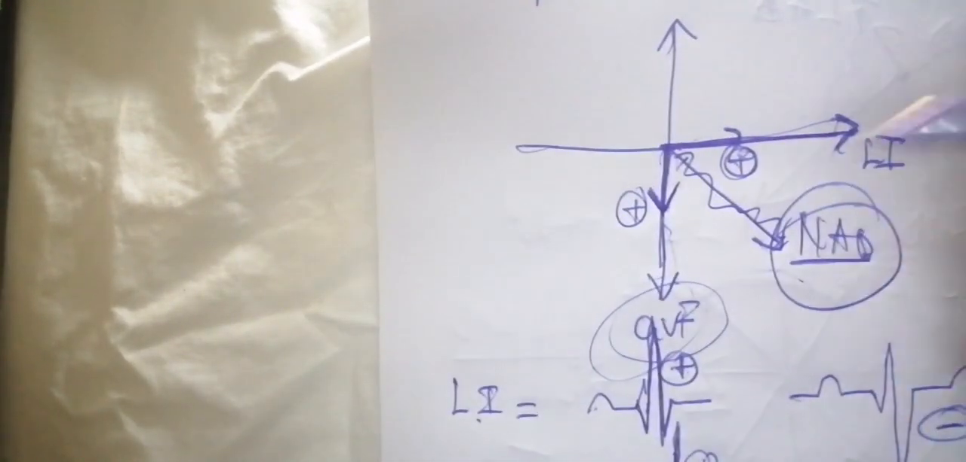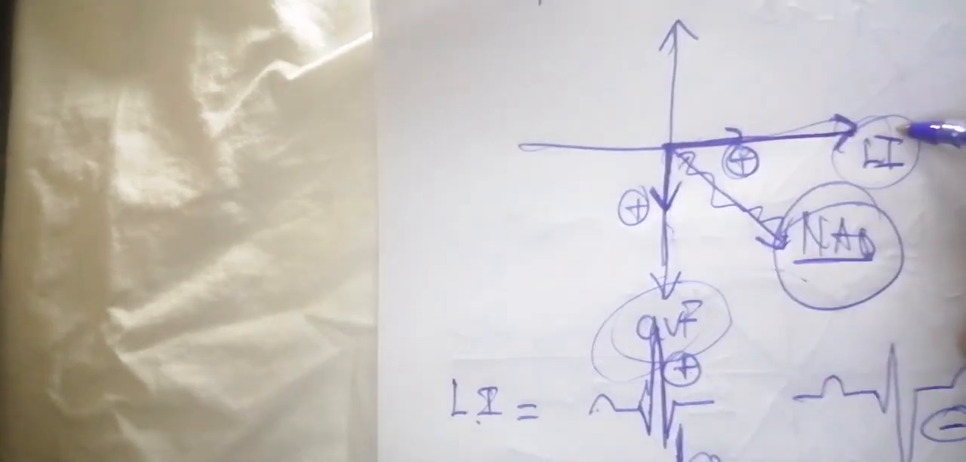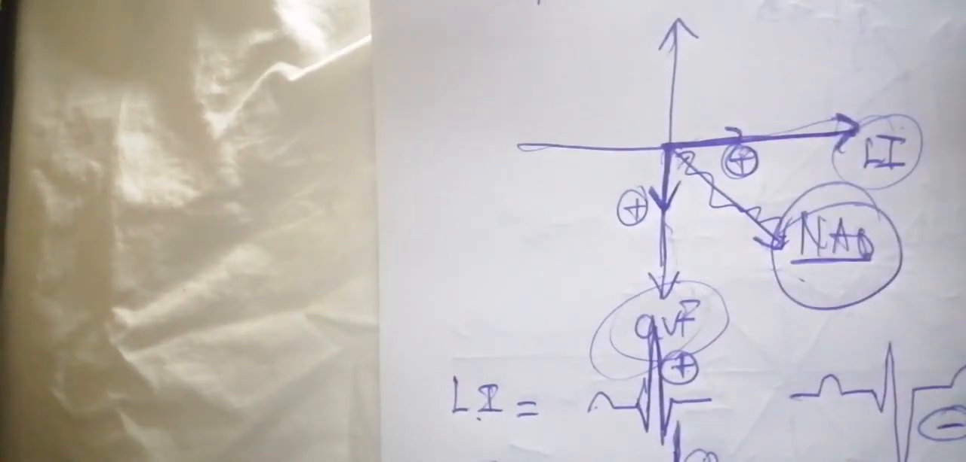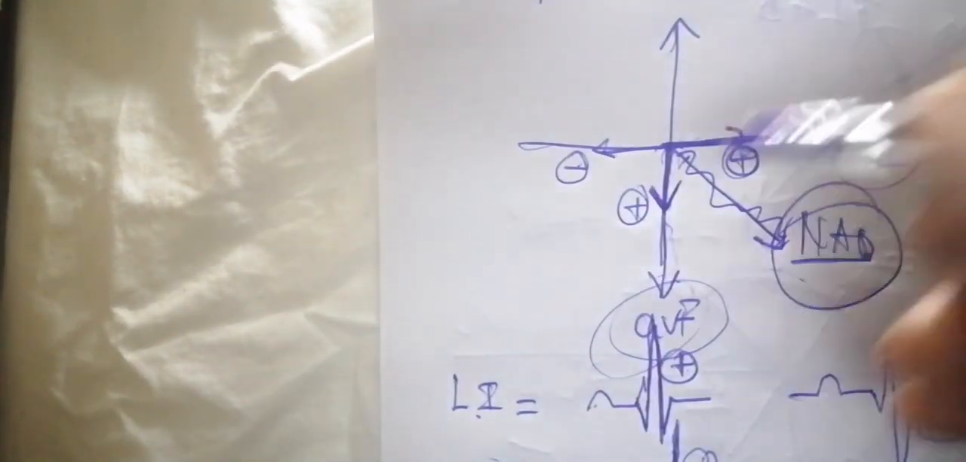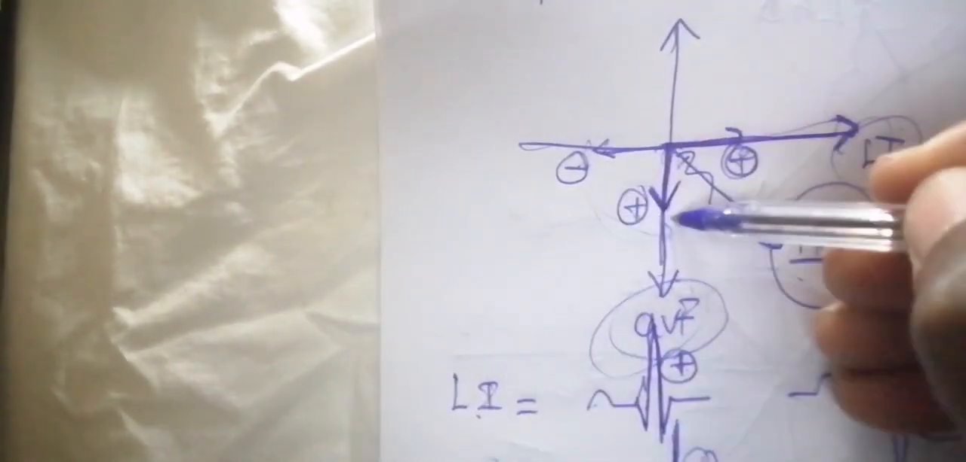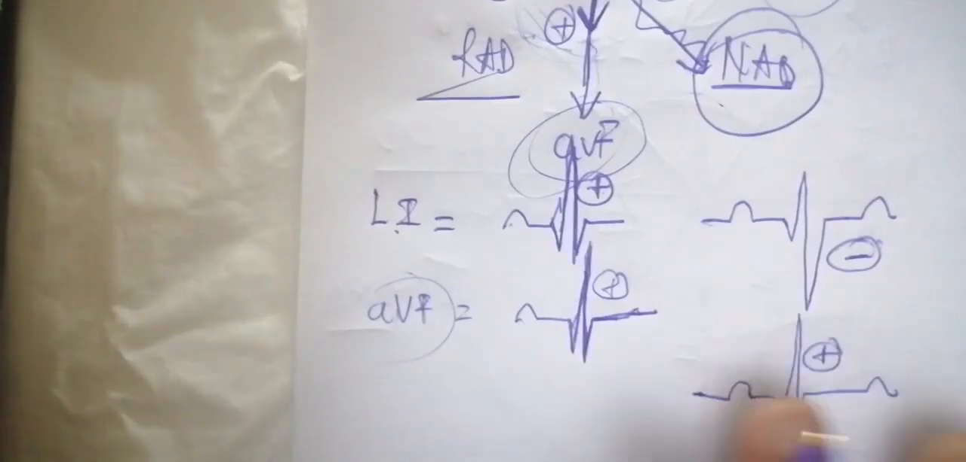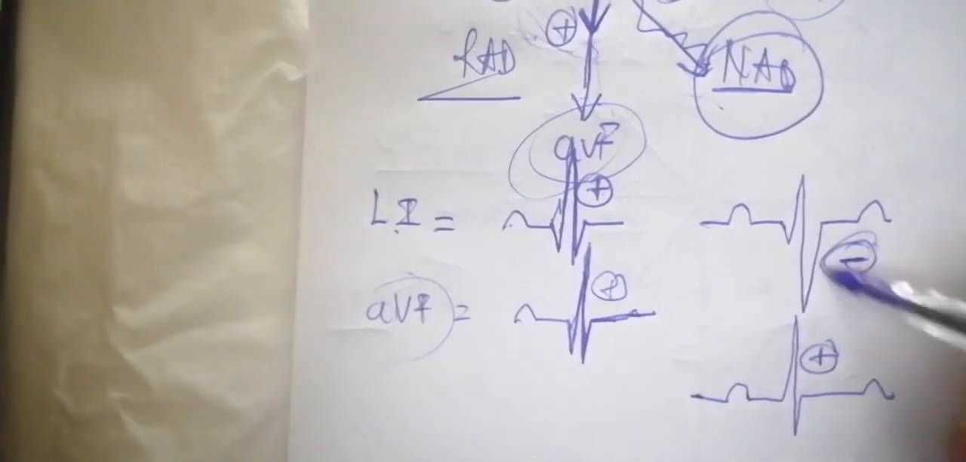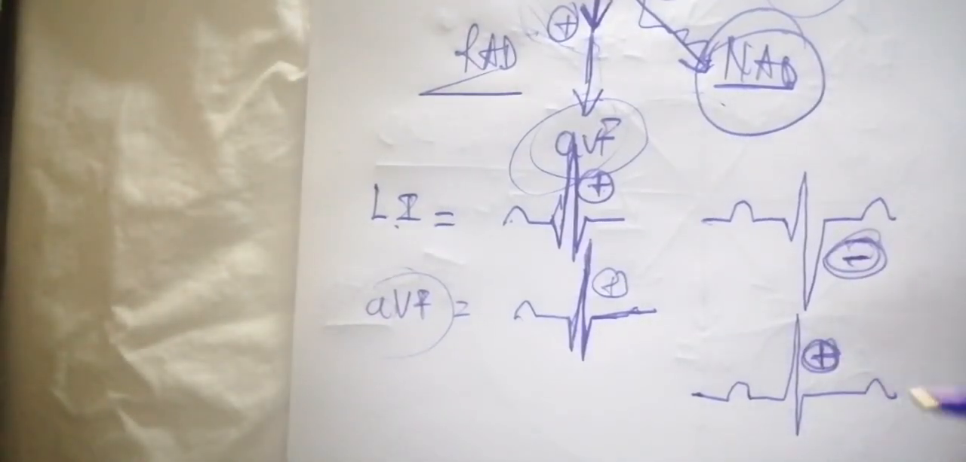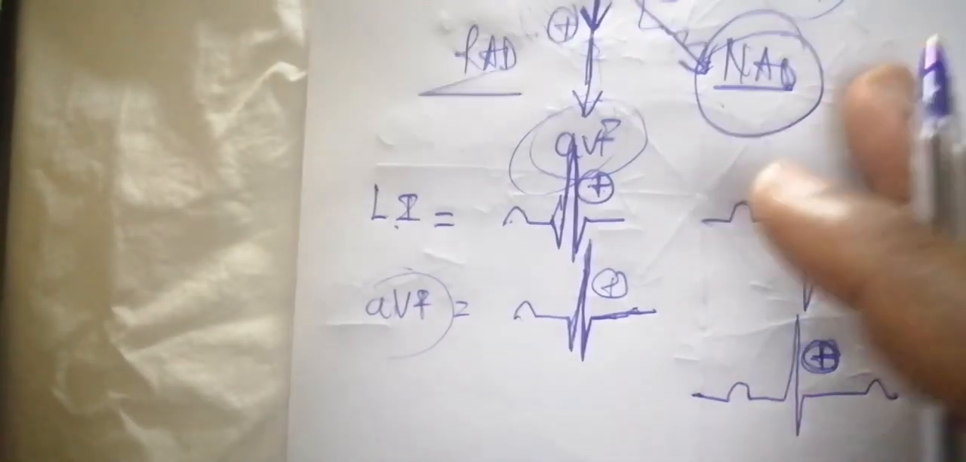Positive wave on AVF. Now, on limb lead 1, positive goes in this direction, so the negative limb lead 1 is going to move in this direction. Negative. Is it clear? So it means that the axis deviation is going to correspond to this direction here. So that corresponds to the right axis deviation. Is it clear? So if you have a patient that has a negative limb lead 1 and a positive AVF, it is a right axis deviation.